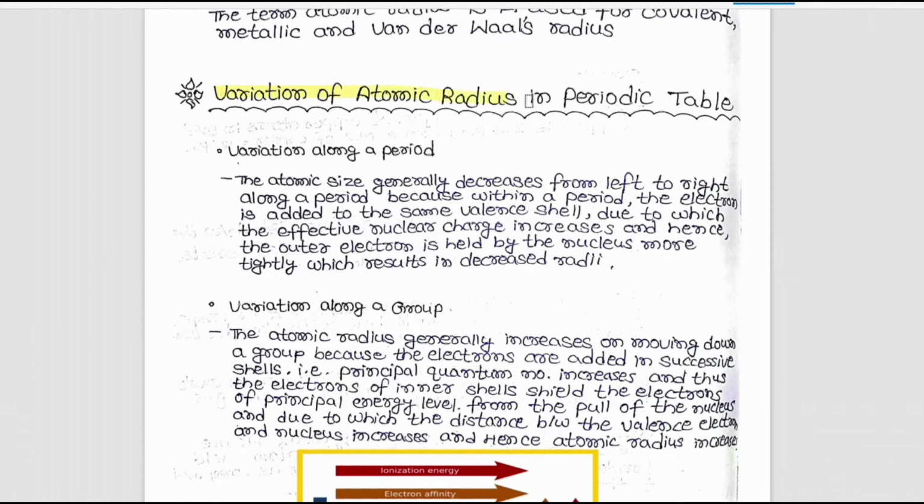Now the variation of atomic radius in the periodic table. Let us study the variation of atomic radius along the period. The atomic size generally decreases from left to right along a period because within a period the electron is added to the same valence shell, due to which the effective nuclear charge increases, and hence the outer electron is held by the nucleus more tightly, which results in a decreased radius.